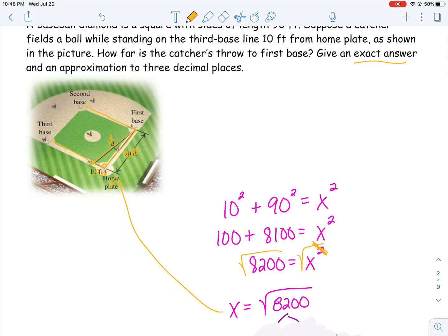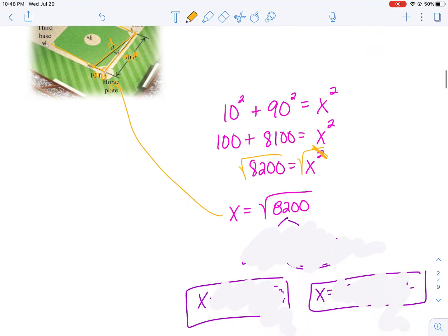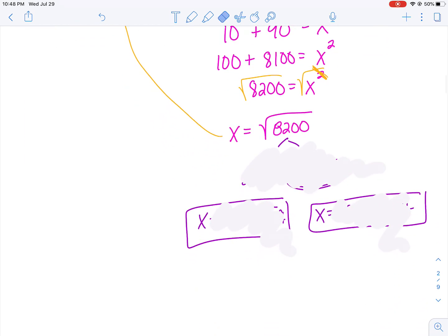But let's go ahead and reduce it, and then we can plug it in our calculator to give an approximation to 3 decimal places. I'm going to go ahead and break down 8,200. I did 82 and 100. I broke down the 82 into 2 and 41, and I broke down the 100 into 10 and 10. 2 and 41 are both prime numbers, so I can't break them down any farther.